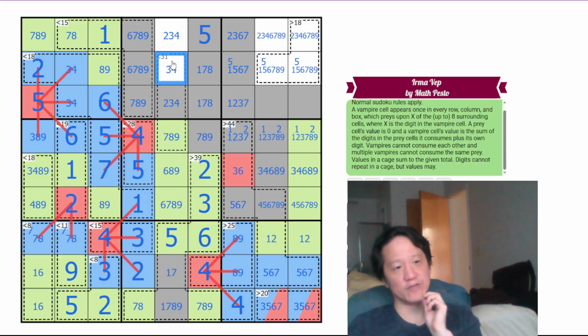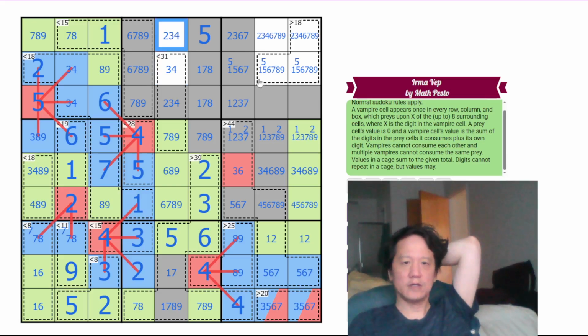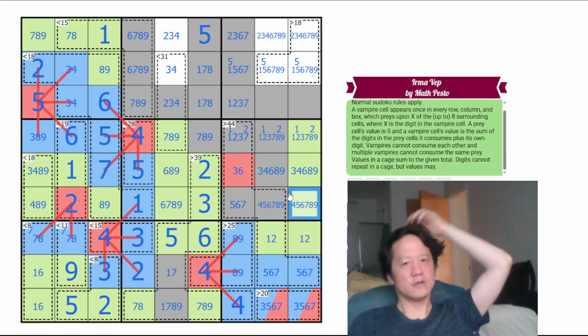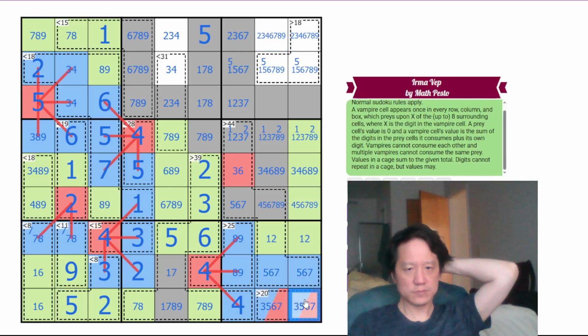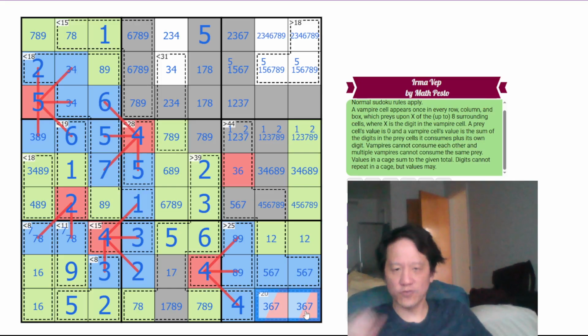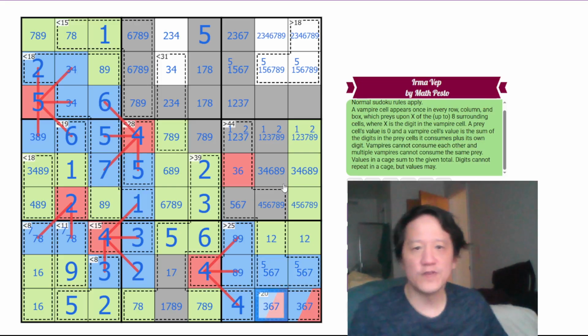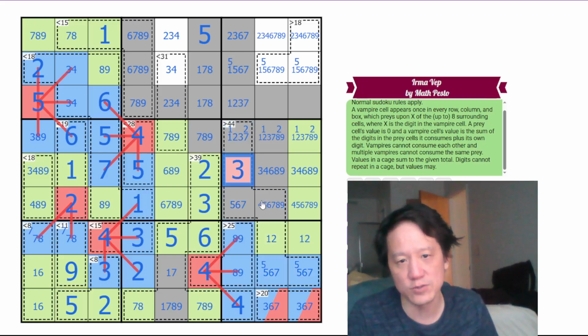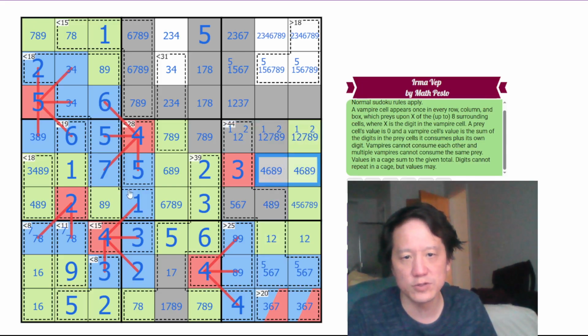Obviously, this could also not be the vampire, which would force that to be vampire. Then this vampire being greater than 18 would work fine. 5 cannot be here. Okay, that's fine. So 5 has to be one of these 2 digits here, which means 5 cannot appear anywhere else. Actually, we have a 5, 6, 7 triple, which eliminates 5, 6, and 7 in the rest of this cage, which means this can't be 6, this is a 3. This can't be 5, 6, or 7. This can't be 5, 6, or 7. These can't be 3 anymore. This can't be 3. This can't be 3.